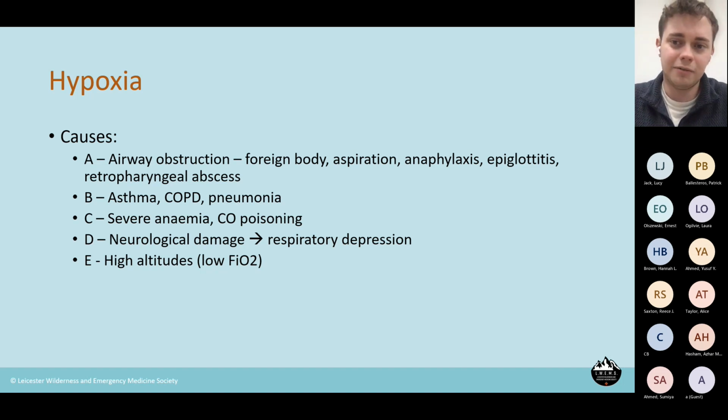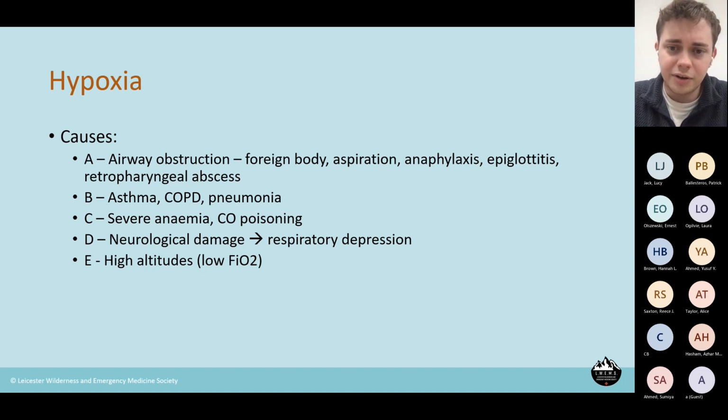So there's an inadequate supply of oxygen to the body. This can be due to various things. There could be a problem with ventilating the lungs, like an airway obstruction or airway trauma. Foreign bodies, aspiration, and anaphylaxis will come under that. A problem with picking up the oxygen in the lungs: severe pneumonia, asthma, COPD can all cause that. Then there could be problems with transporting the oxygen bound to hemoglobin in the blood. So severe anemia, where there are not enough blood cells to circulate, and carbon monoxide poisoning as well.